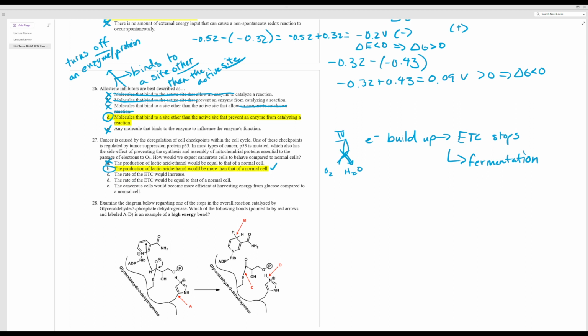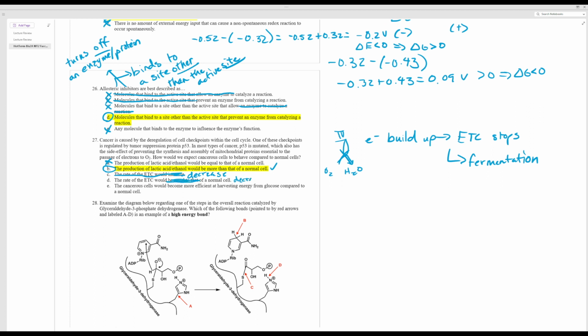C, the rate of the ETC would increase. Well, the ETC, oh my gosh, it's late. The ETC has stopped, so it should decrease. D, the rate of the ETC would be equal to that of a normal cell. Once again, it wouldn't be equal. It should be less than.